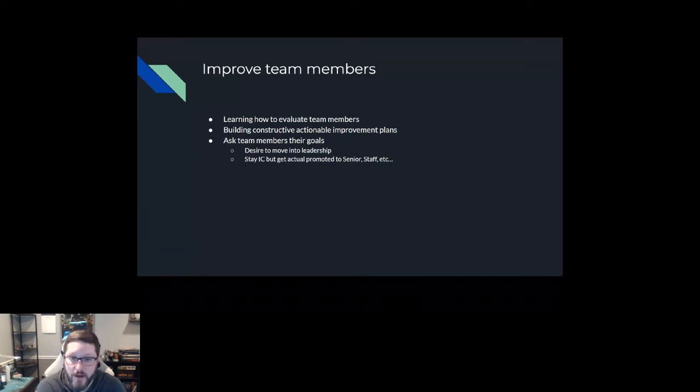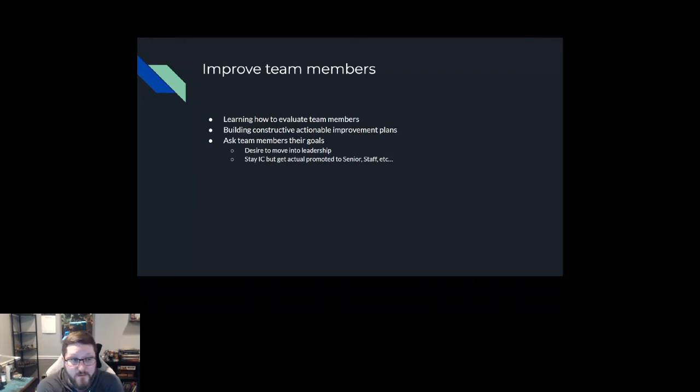One-on-ones are extremely valuable in my opinion. It helps build that relationship with the individual team members, but it also allows you to give a platform for your team members to voice their opinions and what they're wanting to do. Are they currently an associate engineer and they have dreams of being all the way up to a staff engineer?